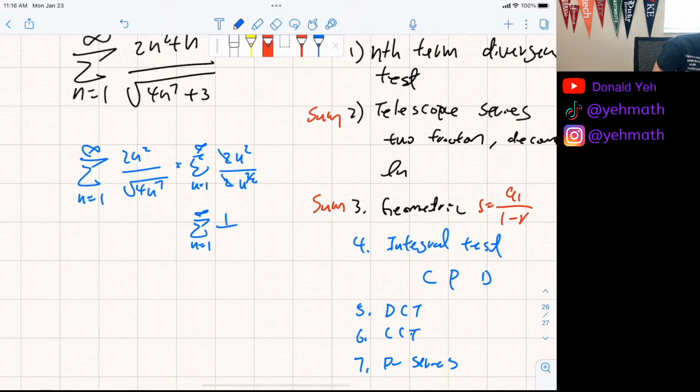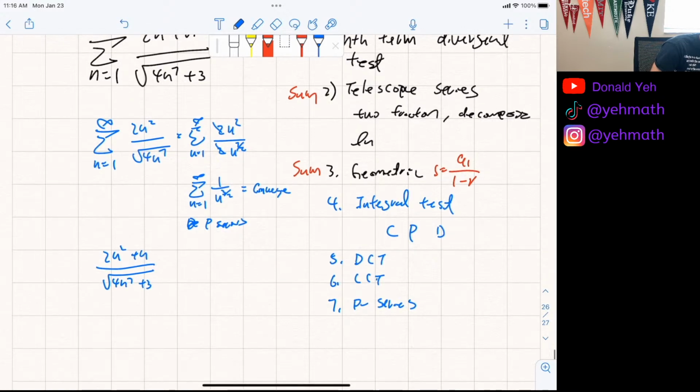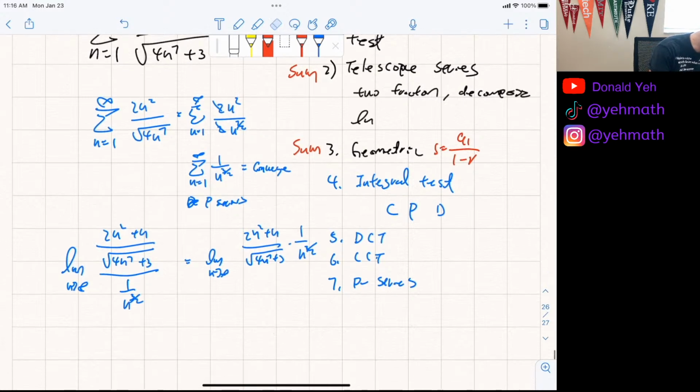So it's 1 over n to the 3 over 2. This one converges due to the p-series. Then you compare this: 2n squared plus n over the square root of 4n to the 7 plus 3, divided by 1 over n to the 3 over 2. If you keep, change, flip, it becomes the limit as n approaches infinity of 2n squared plus n over the square root of 4n to the 7 plus 3, times n to the 3 over 2 over 1.